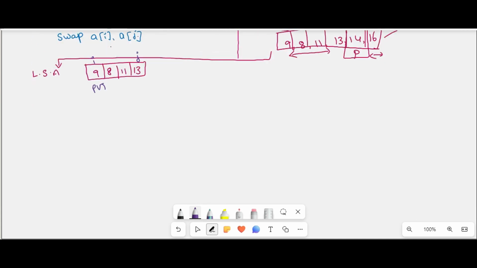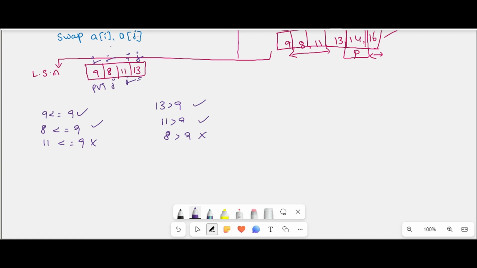Now compare A of I and the pivot element. 9 less than or equal to 9, so I will be incremented. Then 8 less than or equal to 9, I will be incremented. 11 less than or equal to pivot, which is not satisfied. Then coming to J, 13 greater than 9, yes, satisfied. Decrement J. 11 greater than 9, decrement J. 8 greater than 9, the condition fails.